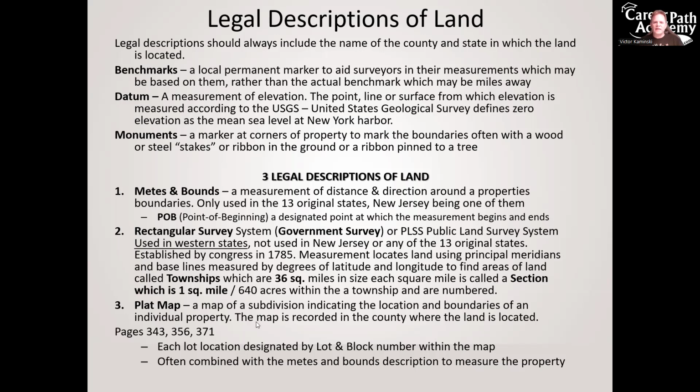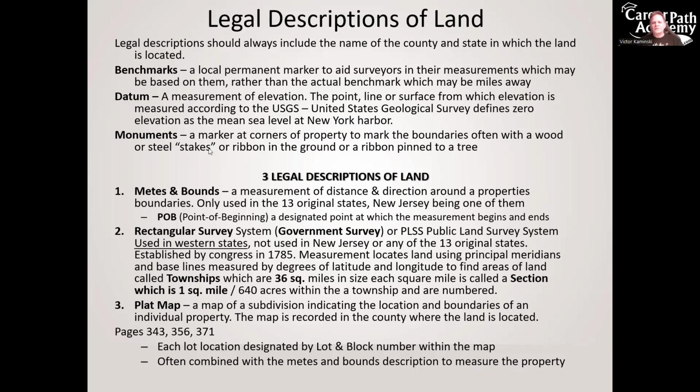Now, the USGS says that zero sea level is the mean sea level at New York Harbor. It's the average, not counting the outliers from extremes, like the storms and whatnot, where sea levels temporarily rise.